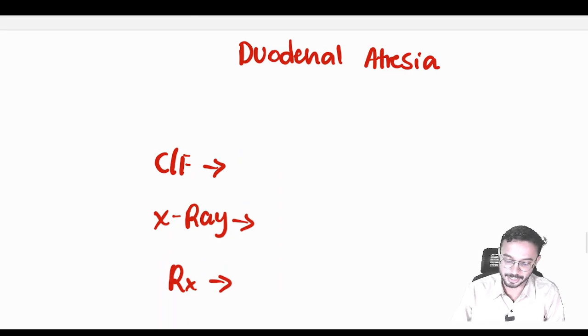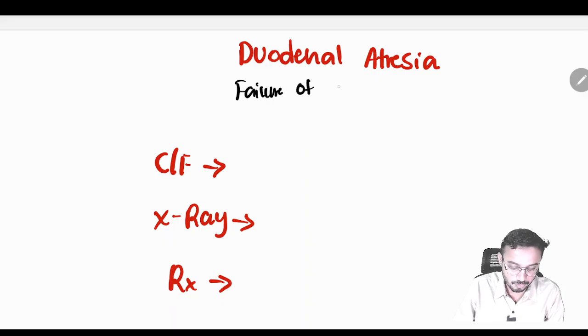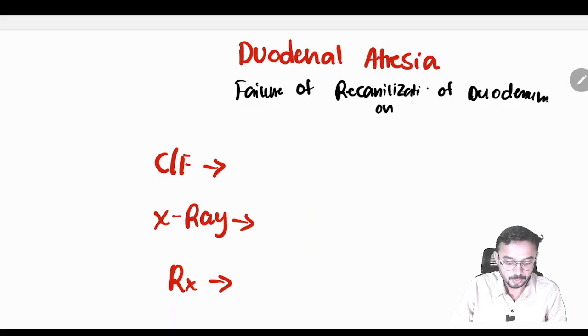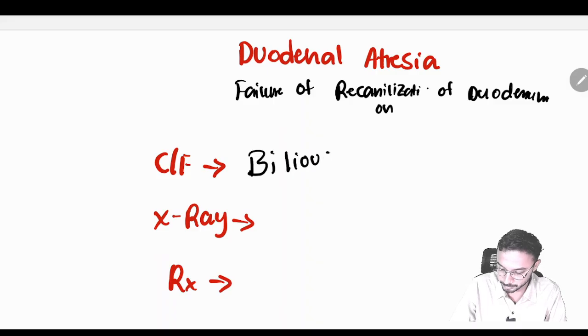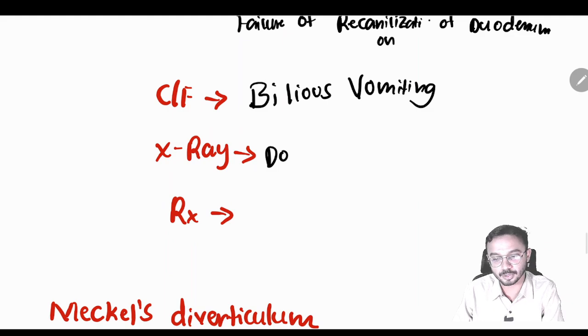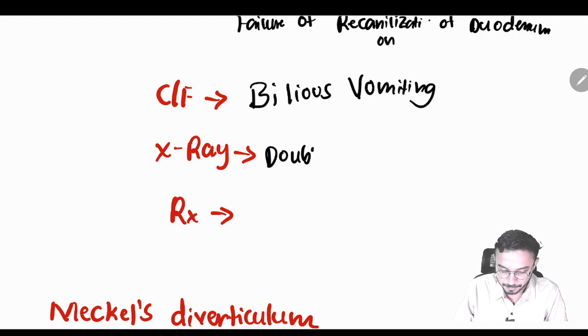And duodenal atresia. What happens in duodenal atresia is failure of recanalization of the duodenum. So here vomiting, what kind of vomiting? Bile-stained, bilious vomiting. Double bubble sign is seen in duodenal atresia. On X-ray, I will show you the X-rays, don't worry. Double bubble sign is seen in duodenal atresia.